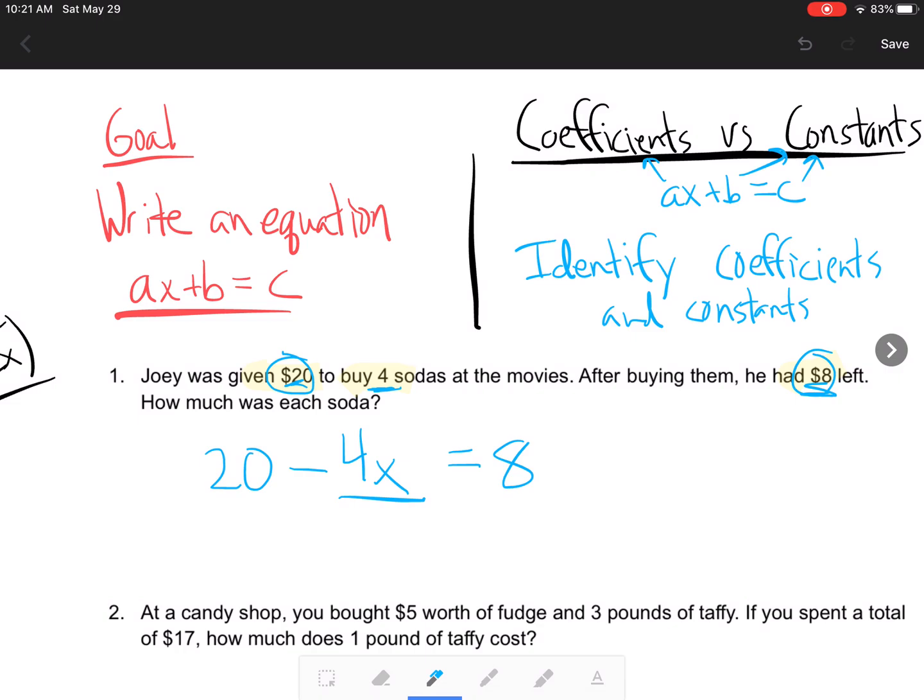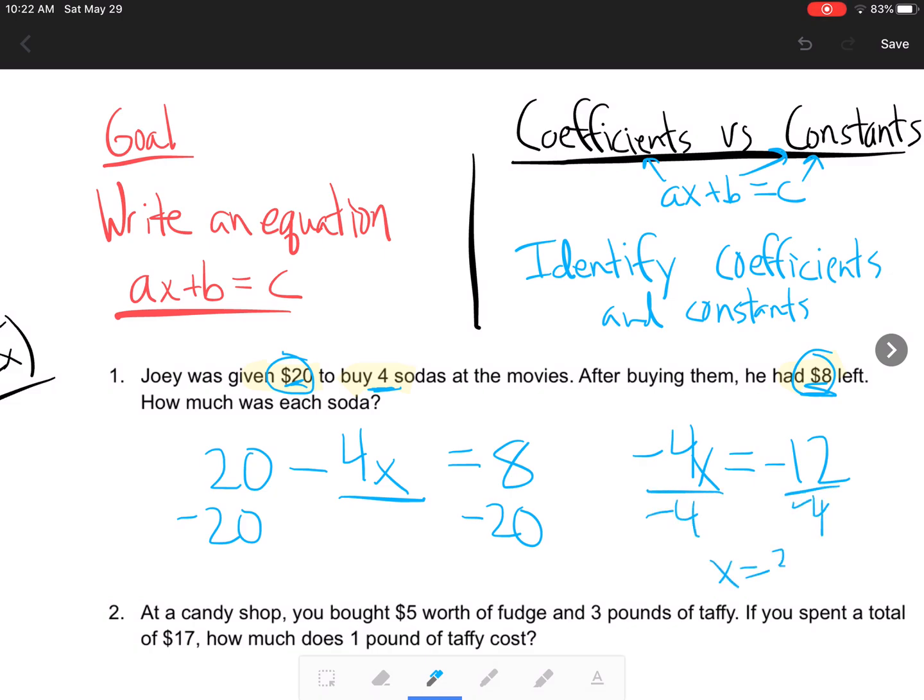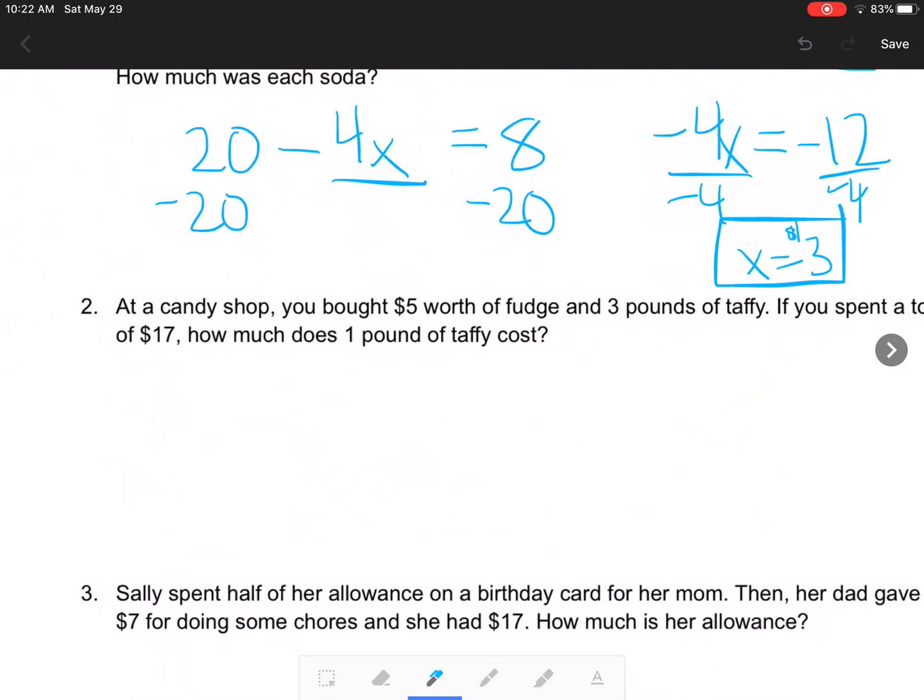All right, now this looks a little bit tricky and sneaky, but we can do it. We have a two-step equation. We're going to subtract 20 from both sides. And when I do that, I'm going to get negative 4x is equal to negative 12. Divide both sides by negative 4, and now x equals 3. So the sodas cost $3 each. And now if we fact check it, 20 minus 4 times 3, which is 12, that equals 8. It makes sense. Okay, let's go to this one.